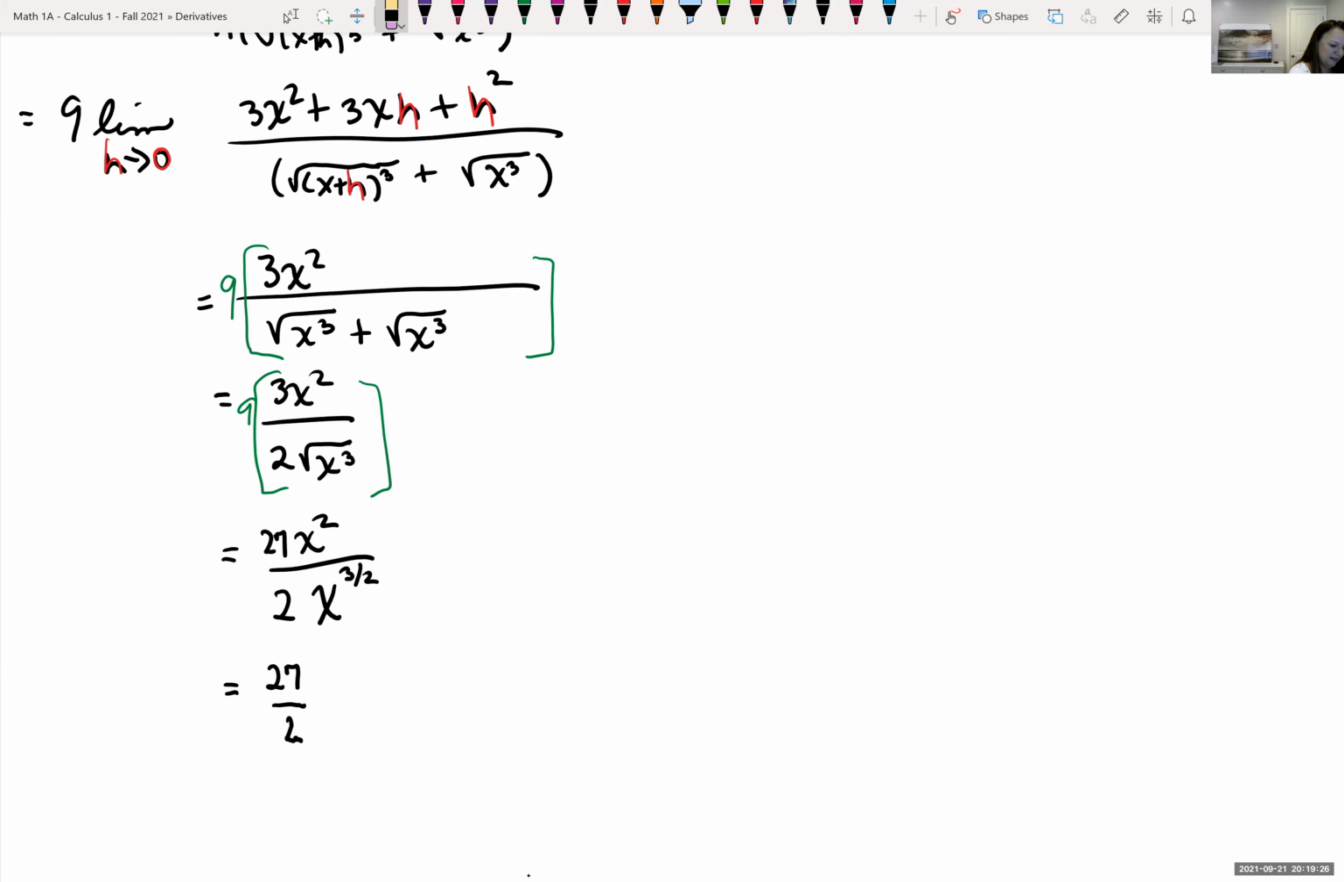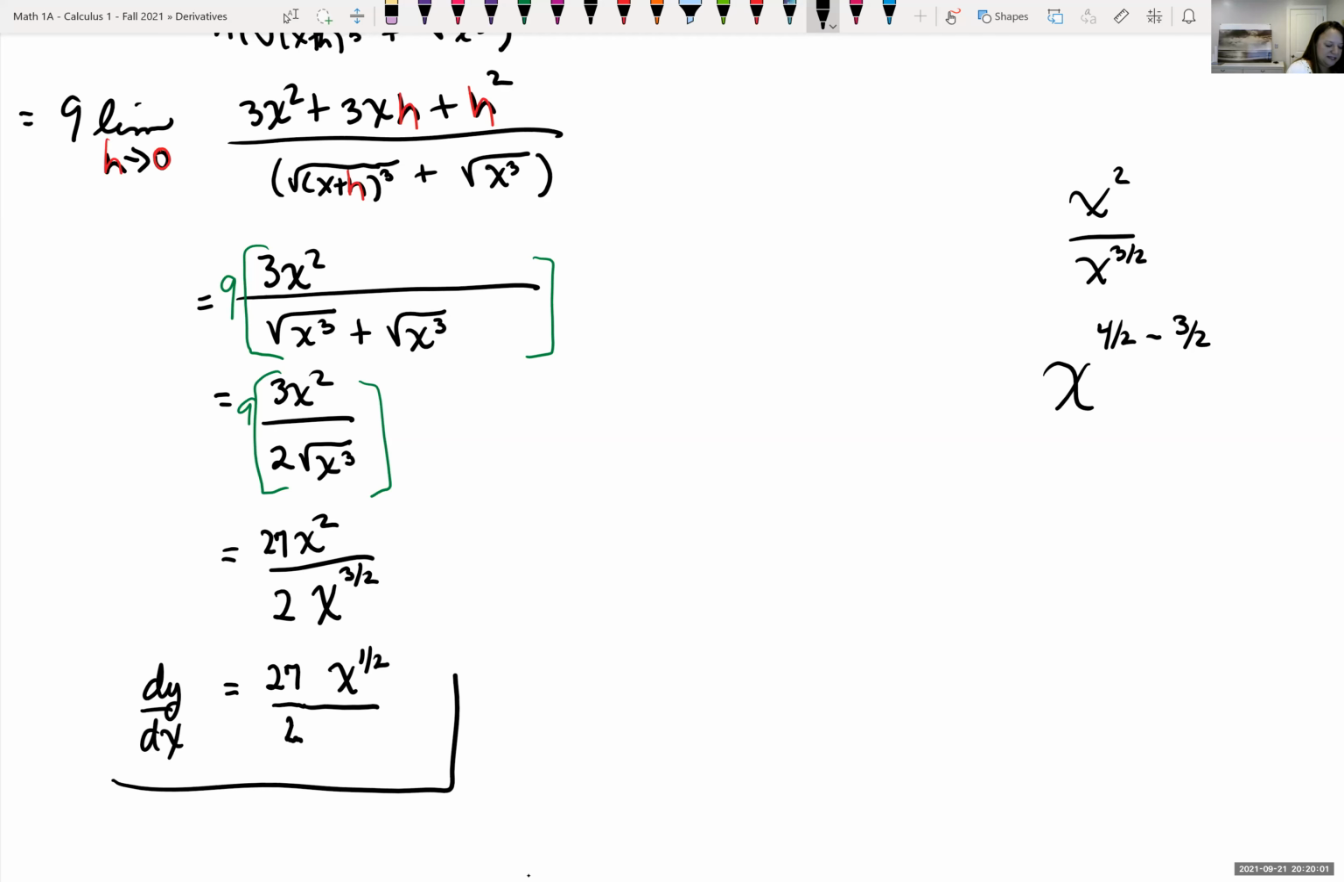Okay, so going back to what I was saying, if we look at the rules of exponents, we take the exponent on top, 2, minus the exponent on the bottom, 3/2. With a common denominator, it's really 4/2 minus 3/2. And so this is going to give me x to the 1/2. So dy dx, the derivative of y with respect to x, is 27 x to the 1/2 power all over 2.